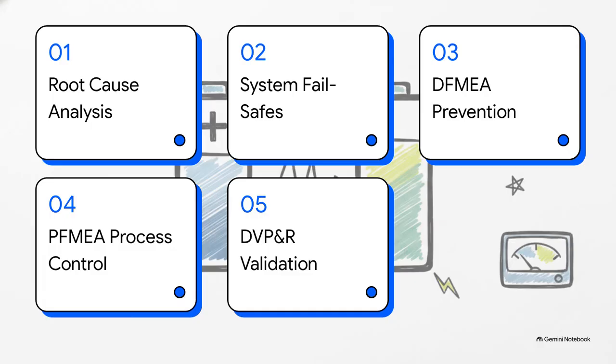Here's how we're breaking it down today. First, root cause analysis. Then, system architecture and fail-safes, moving on to DFMEA design prevention, then PFMEA production control, and finally wrapping up with DVPNR extreme validation.